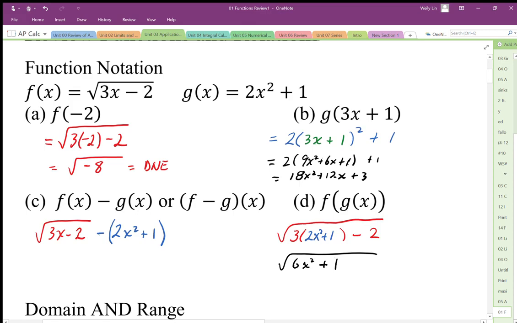Okay, so there we go. So domain and range.